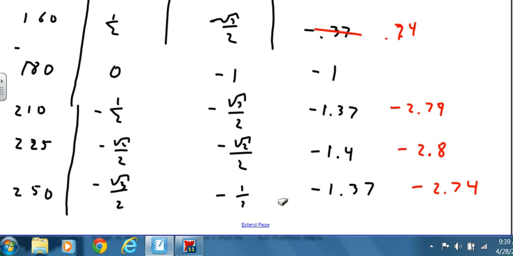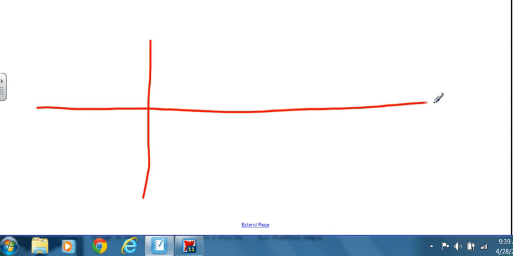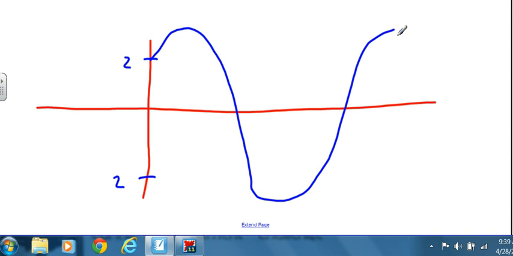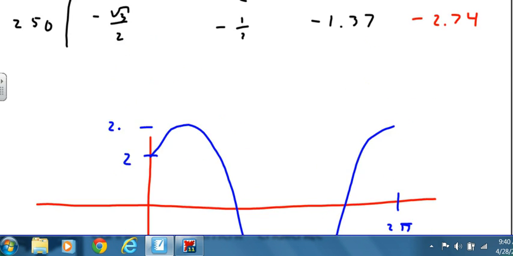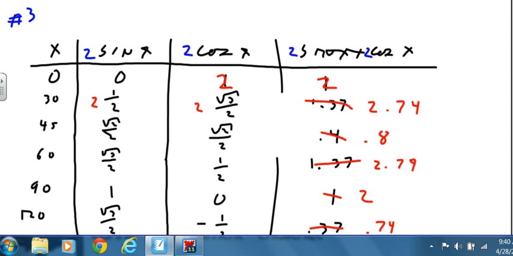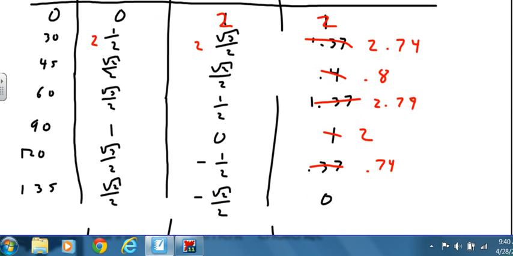All right, am I done? All right, then we'd do the rest of them too. And then we'd say, well, what is this going to look like? It's going to start at 2. It's going to go down to 2. It's going to go up. It's going to go down. It's going to go back up. And when I get done, I'm going to be back at 2 pi. And it's going to go all the way up to 2.8. Wow. It didn't though, did it?